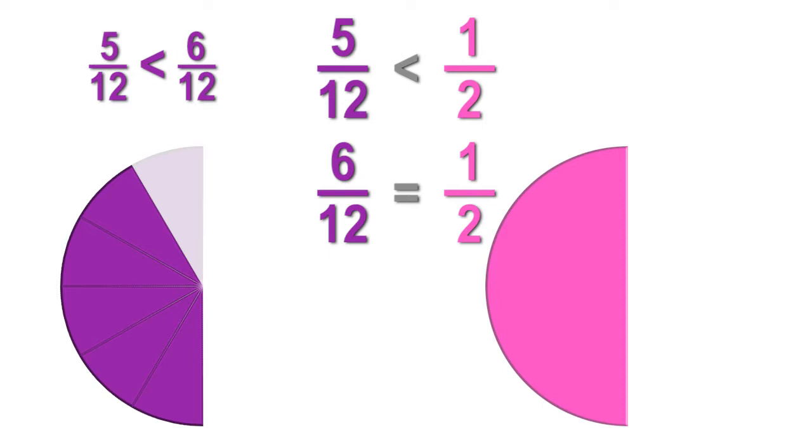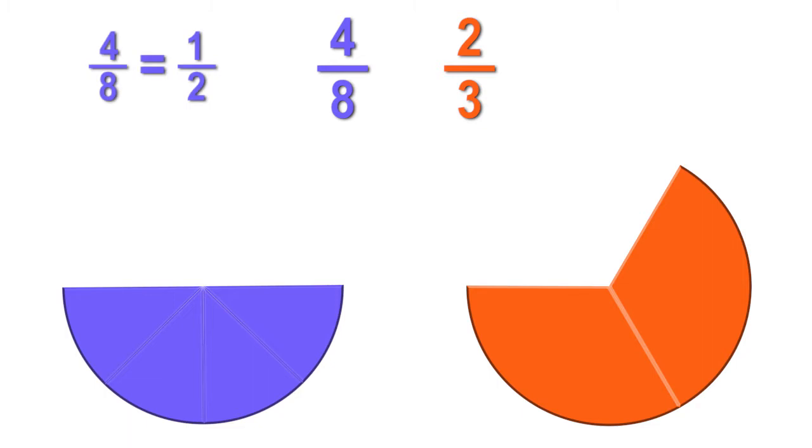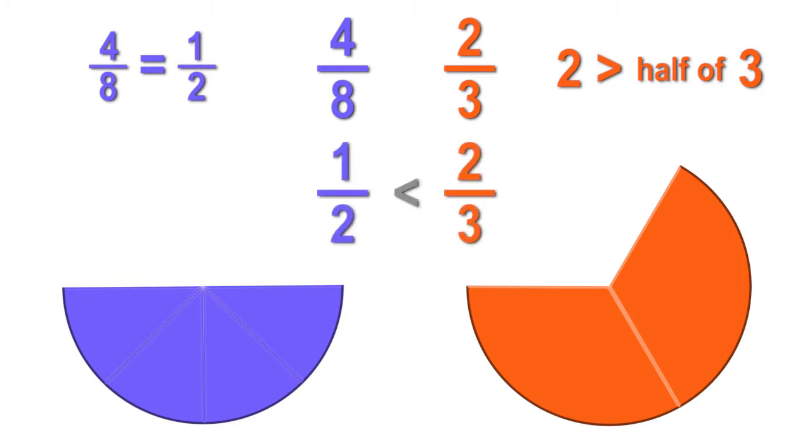We can use the same process to compare fractions when one fraction is equivalent to 1/2 rather than stated as 1/2. For example, 4/8 compared with 2/3. We can identify 4/8 as the fraction equivalent to 1/2 since the numerator of 4 is exactly half the denominator of 8. 2/3 is greater than 1/2 since 2 is greater than half the denominator of 3. Since 2/3 is greater than 1/2 and 4/8 is equivalent to 1/2, 4/8 is less than 2/3.